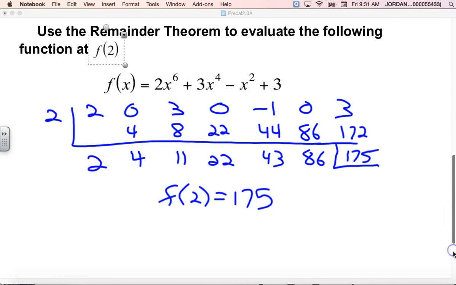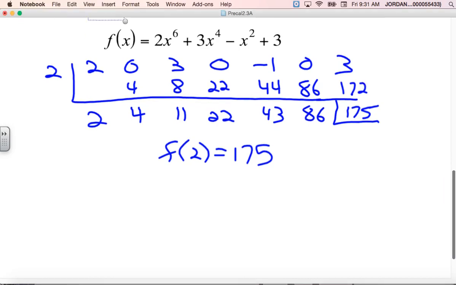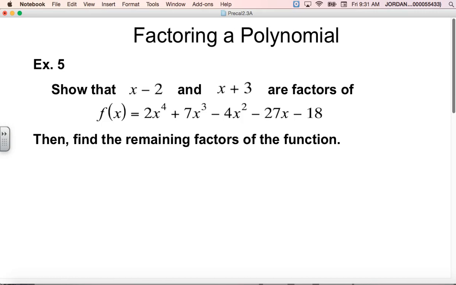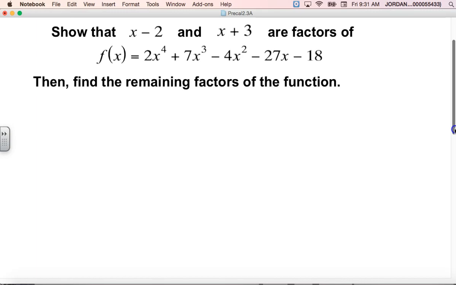All right, so the last example that we're going to do today is doing this to completely factor a polynomial, okay? So it says show that x minus 2 and x plus 3 are factors of this function and find the remaining factors. So again, if something is a factor, it means that it divides evenly and it has a remainder of 0. All right, so what we can do here to determine if these are factors is either long division or synthetic division. Well, in this case, x minus 2 is something that we can do synthetic division with. All right, so we'll do that because it's simpler, quicker, easier.